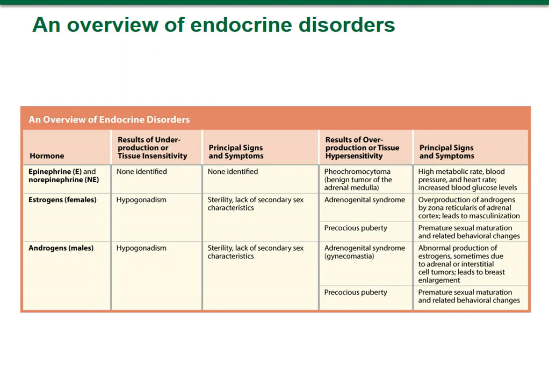In the case of females with estrogens, if you have an underproduction of estrogen, you can have sterility and lack of secondary sex characteristics. With males, you can have adrenogenital syndrome or precocious puberty, premature sexual maturation. With the androgens in males, you can have hypogonadism, which leads to sterility and lack of secondary sex characteristics, or in overproduction, adrenogenital syndrome or precocious puberty also.